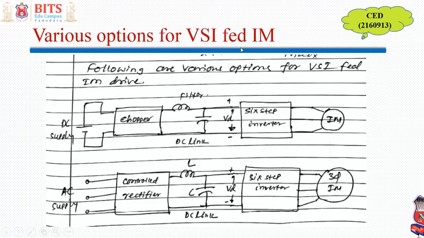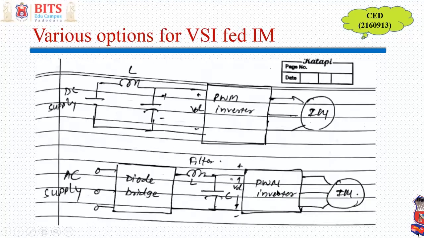So what are the options if you want to implement a voltage source inverter fed induction motor? One option is that you can use a DC supply and a chopper to get variable DC voltage, and then a 6-step inverter. Or you can have a 3-phase AC, use a controlled rectifier, and then a 6-step inverter. Mind well, these are step inverters or square wave inverters. Or you can use a fixed DC supply with a PWM inverter, or a diode bridge with source AC and a PWM inverter. All different options are there with you.